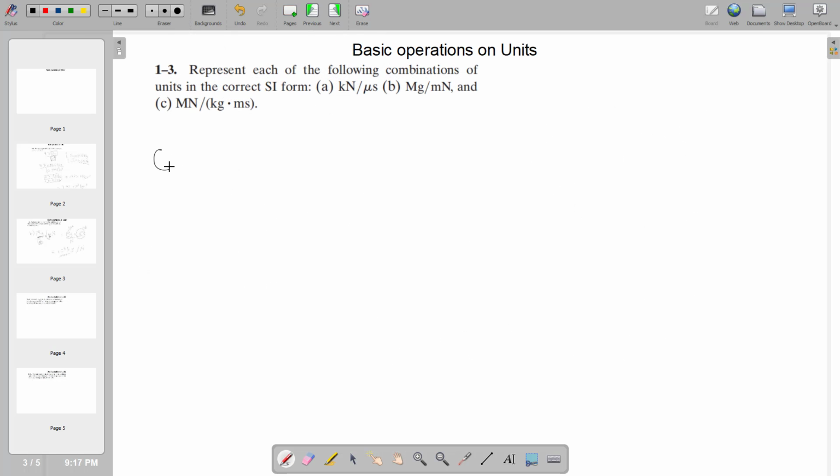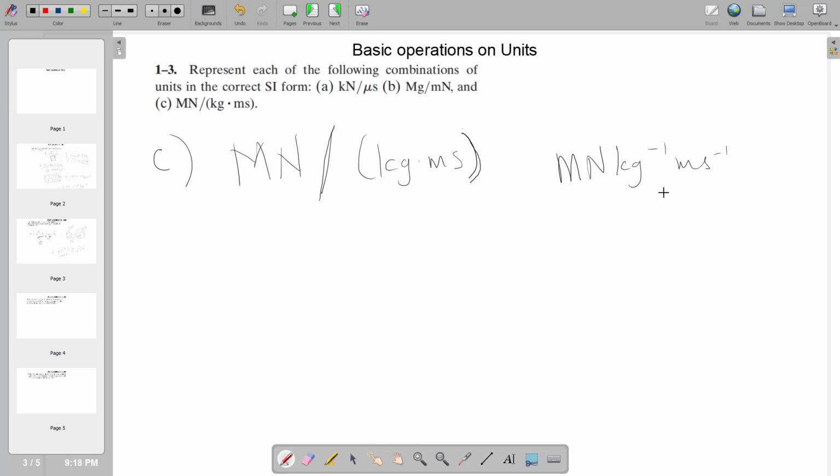And finally, for C, we're given meganewton per kilogram millisecond, or per kilogram per millisecond. Now, mind you, the whole of kilogram millisecond is in the denominator. Okay, so if we're writing this linearly, it would be meganewton per kilogram per millisecond, like this. So the problem with this is we have milli in the denominator, which is inappropriate. The appropriate form is to have no prefix in the denominator. So we are just going to move the milli from the denominator into the numerator.